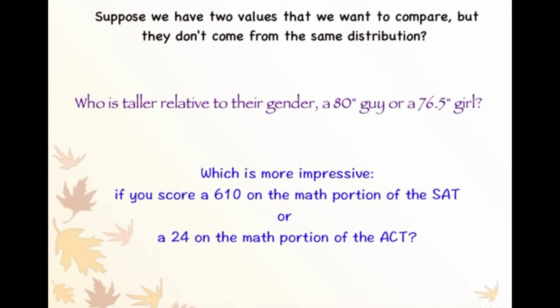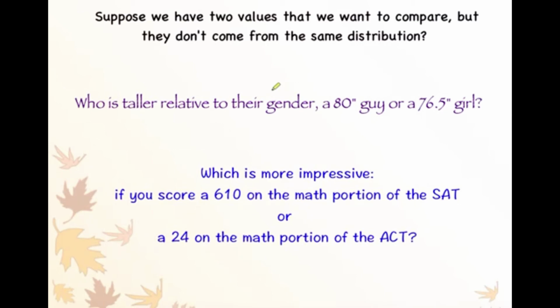Okay, this is the last part, and actually this is the most important part because what we're going to talk about now is going to continue on for the whole rest of the year. So I really want to make sure that you understand this next part. The idea is that you might need to compare two different things that might come from completely different distributions. So it might come from two different groups or two different populations.